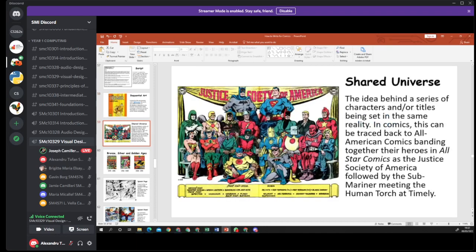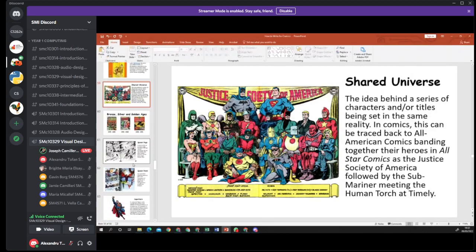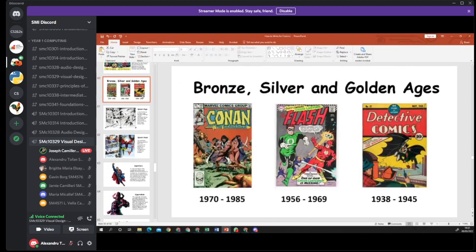Shared universe would be all the characters that are existing within the same universe, basically at the same time, perhaps in different countries. So there is the very big possibility that they would meet at one point in time, that they would cross stories at one point in time.